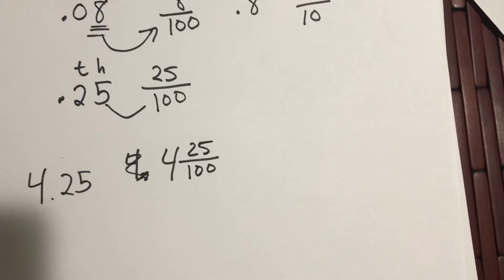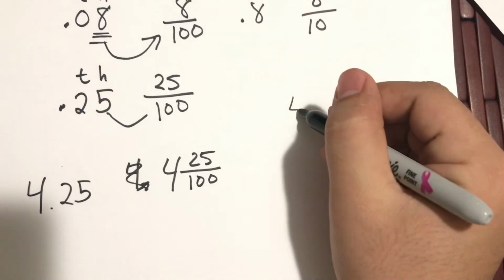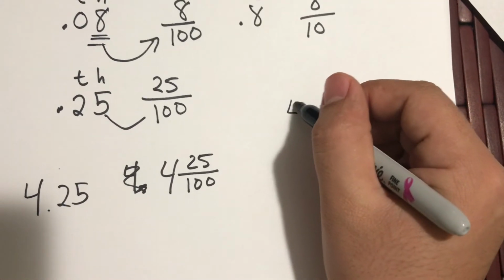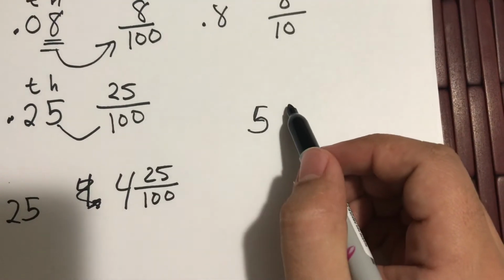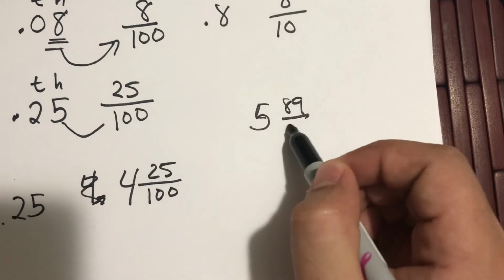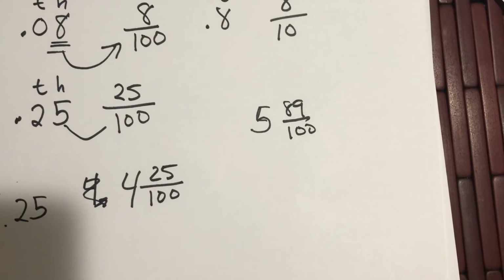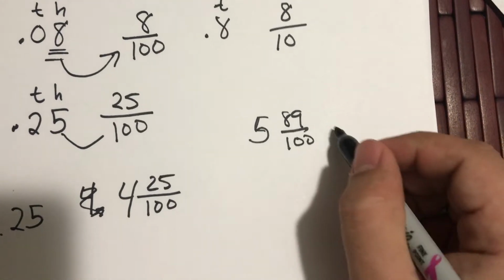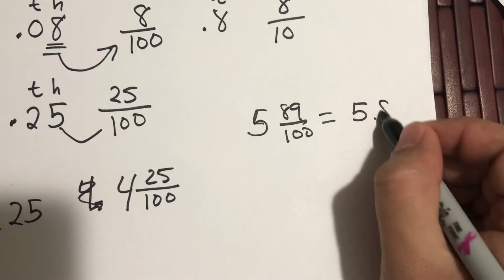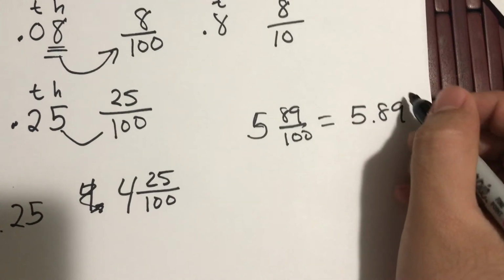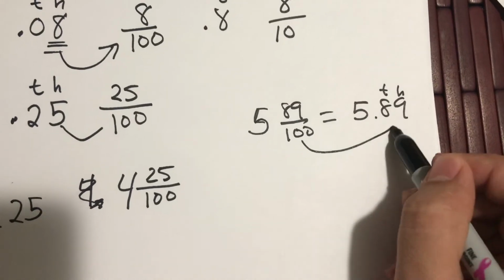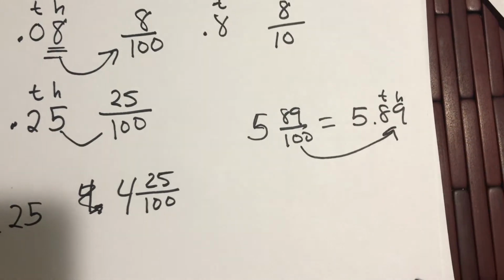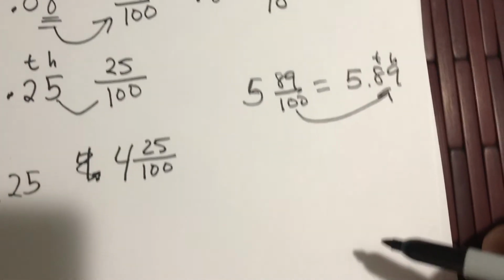Now let's go and give you a fraction. Let's say I have, let's do 5 and 89 over 100. Okay, again, that would be 5 and 89 hundredths. The place value right here is what tells me that it's out of 100, because the last digit is in the hundredths place.